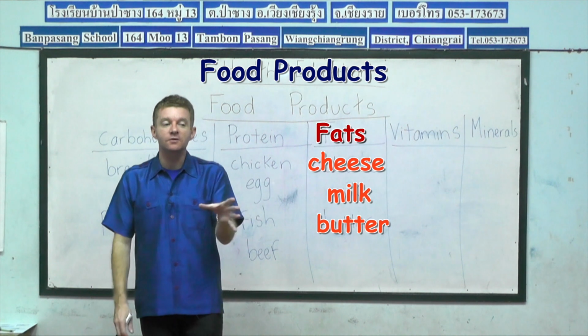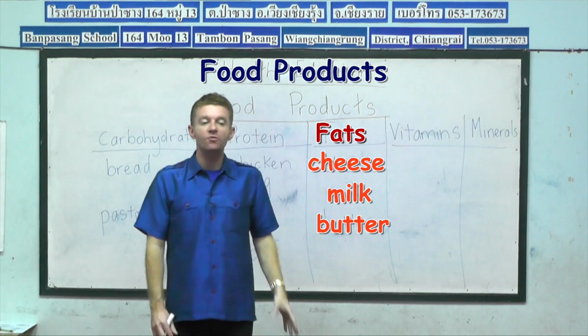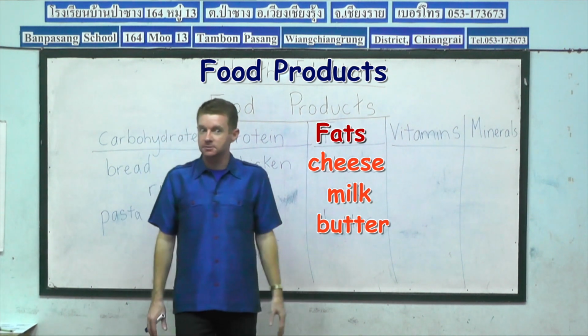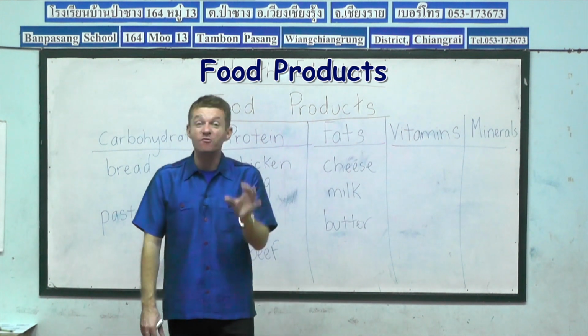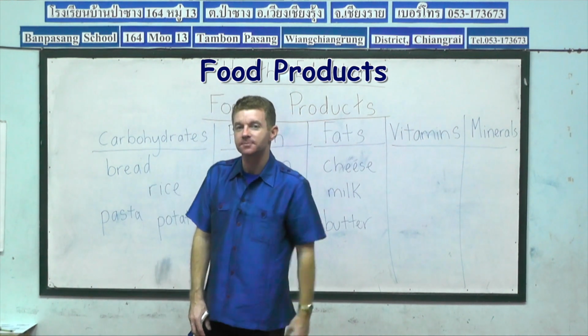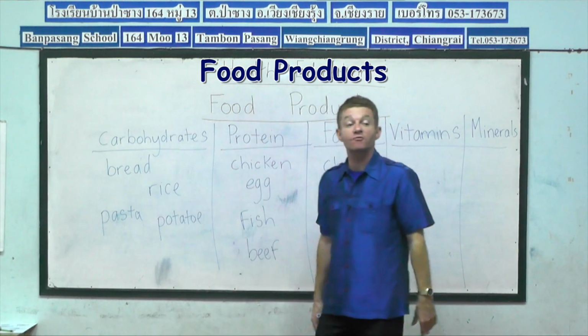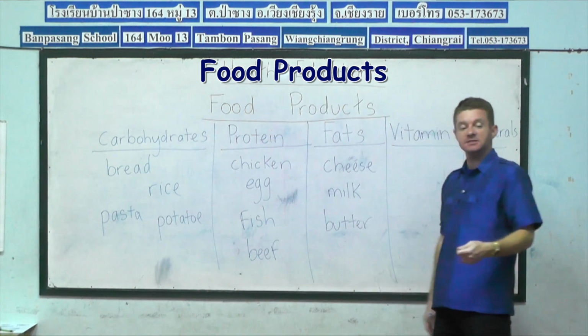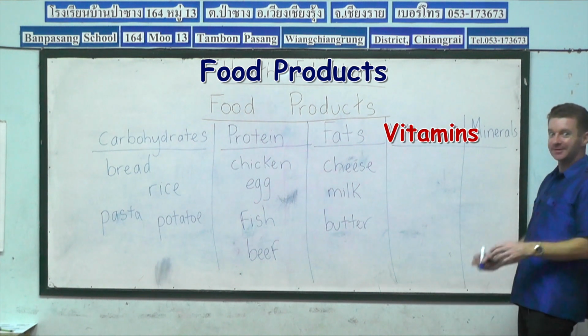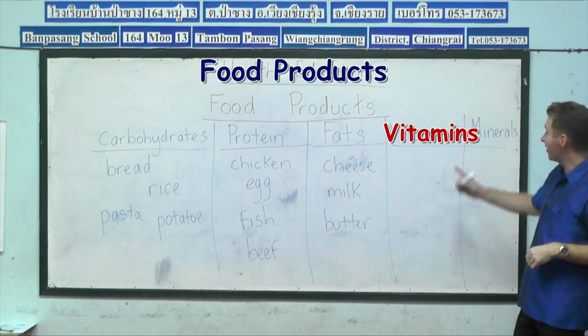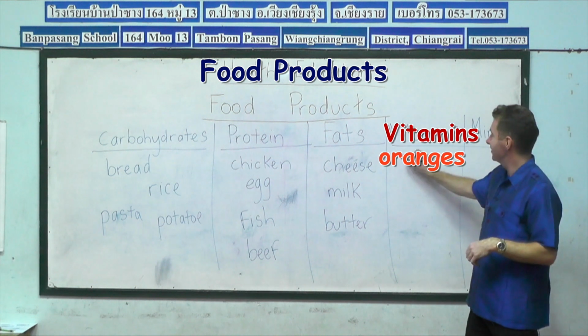Now, if I say to you, vitamins, what type of foods give us vitamins? Fruits. Excellent. Fruits are full of vitamins. So who can give me some examples of fruits? Like, for example, vitamin C. What did we have to eat this morning? Oranges. Yes, oranges are full of vitamin C.